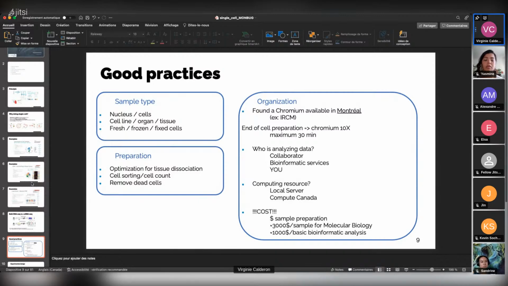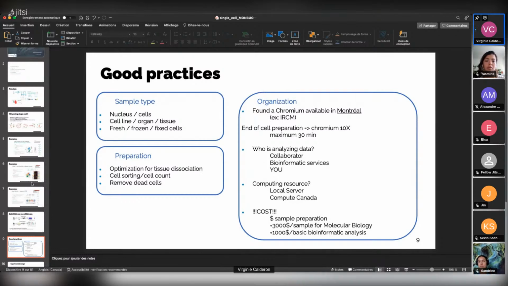And also, we advise biologists to remove dead cells from the experiment, because this will add another bias in the experiment. If the RNA is free in the samples, it will add ambient RNA. So we would have to remove this, and sometimes you cannot remove it because we have too many ambient RNA. So the quality of this type of experiment is really based on the quality of the sample. So that's why there is a big emphasis on this.